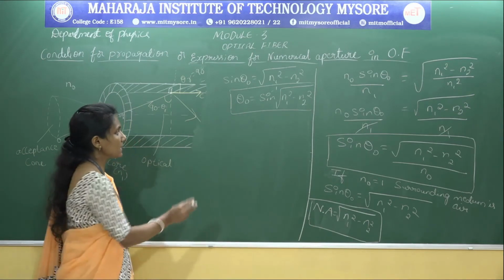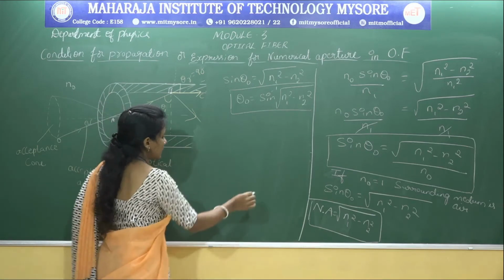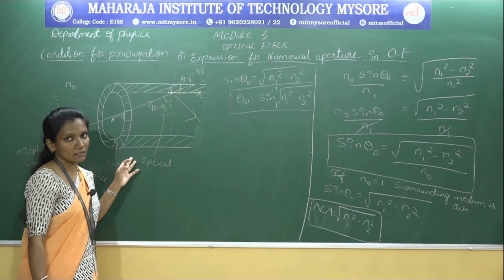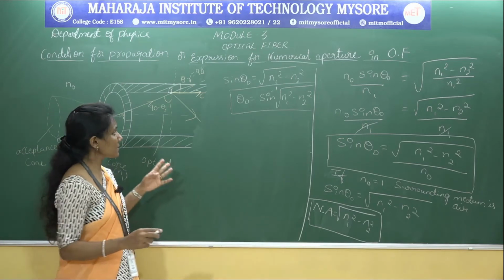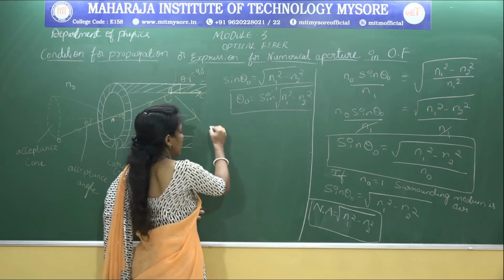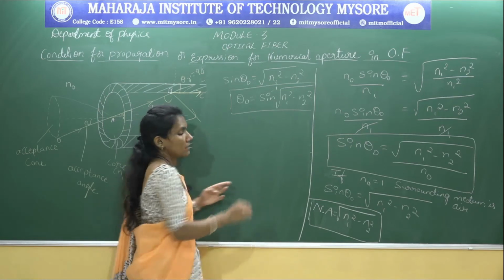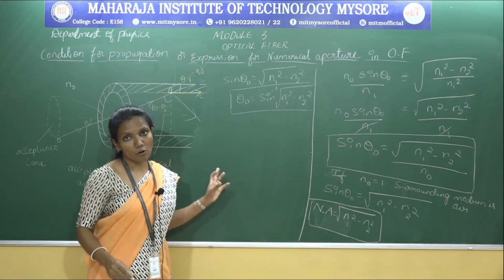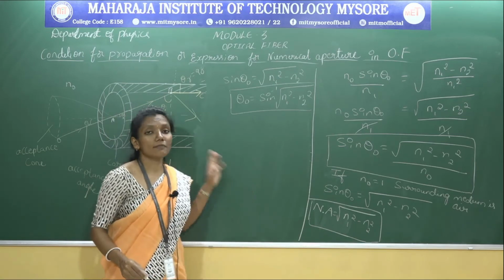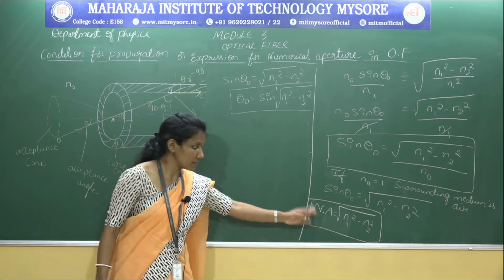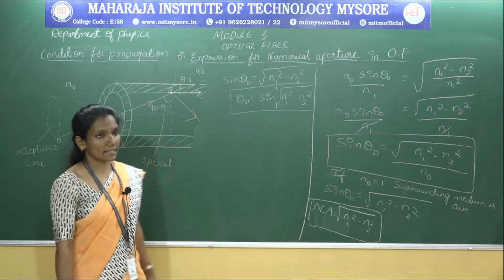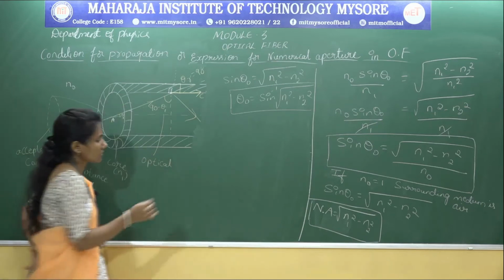And what is numerical aperture? Numerical aperture is the collection of rays of light. It is the maximum angle at which rays of light will be gathered inside the optical fiber. It is a measure of the efficiency of the optical fiber. So, what is the condition for this?